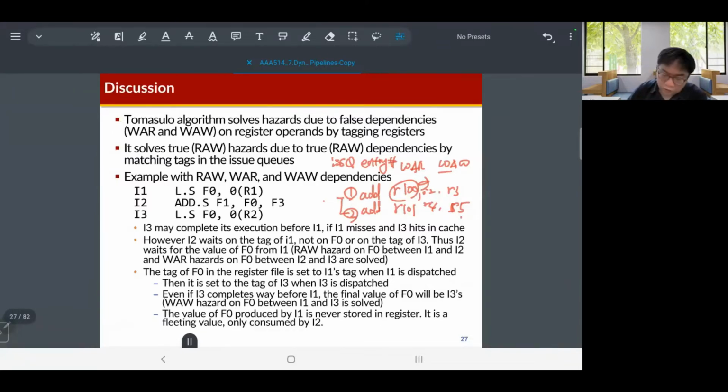Okay, the RAW hazard is the true dependency. So we can analyze the data dependencies for the RAW hazard very easily, and this RAW hazard can be maintained explicitly. It means that we can easily analyze the data dependencies among the different instructions for the RAW hazard. But for the WAW hazard and WAR hazard, we need to change the destination register number for the write. And then the Tomasulo algorithm applies this register renaming using the tag numbers. Okay.